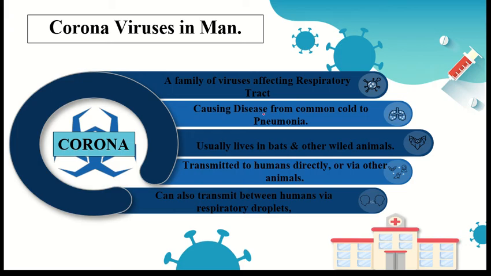Now, let's take a look at coronavirus in man. Corona is basically a family of viruses affecting the respiratory tract, causing disease from common cold to pneumonia. It usually lives in bats and other wild animals, and is transmitted to humans directly or via other animals, and it can also transmit between humans via respiratory droplets.